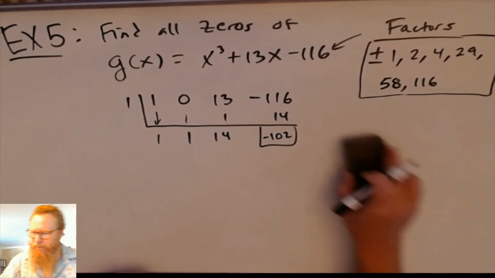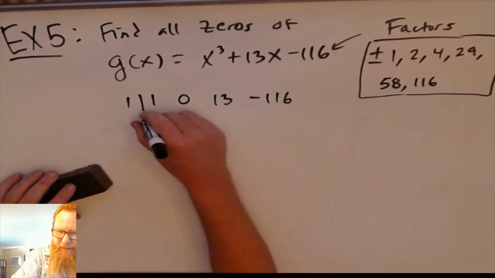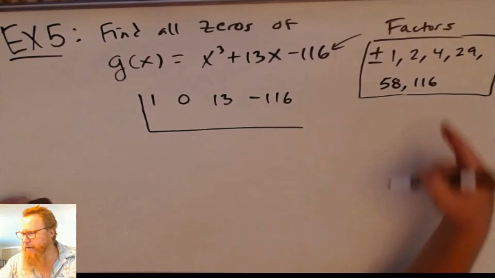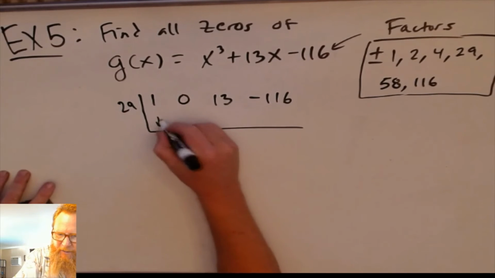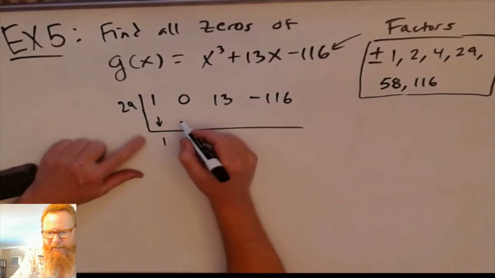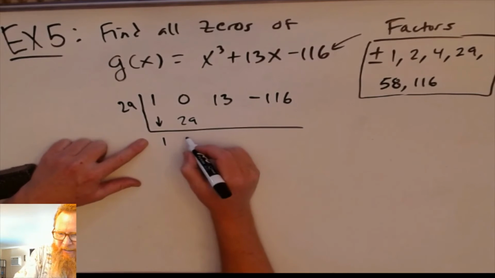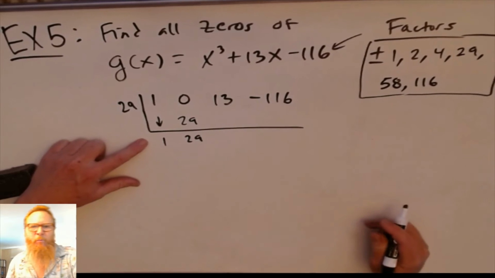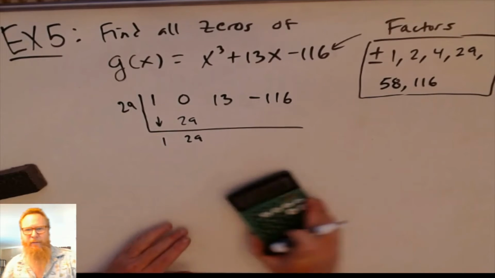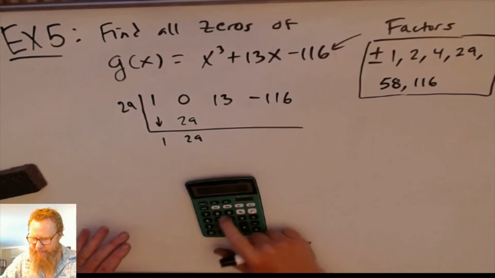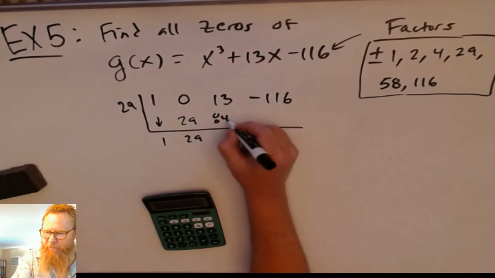So 1 doesn't work. I didn't think it would, right? You got a feeling? Let's try 29. Like I said, maybe 29 does work. Let's see. 1 times 29 is 29. Oh, no, it's way too big. Yeah, look what happens. 29 times 29 is 841.